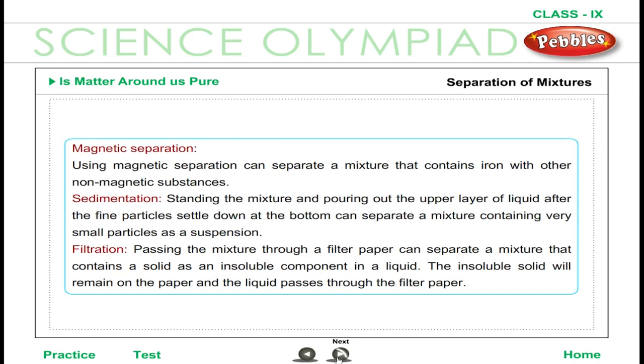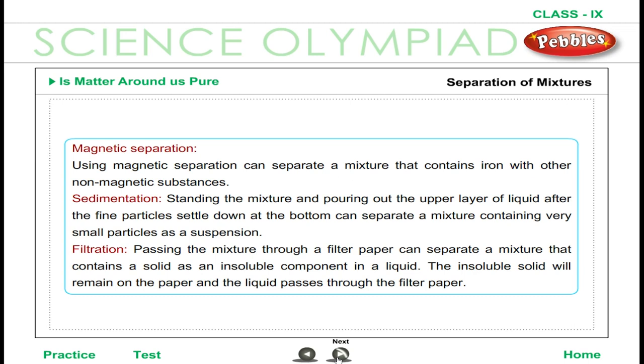Separation of mixtures. Magnetic separation. Using magnetic separation, we can separate a mixture that contains iron with other non-magnetic substances. Sedimentation. Standing the mixture and pouring out the upper layer of liquid after the fine particles settle down at the bottom can separate a mixture containing very small particles as a suspension.